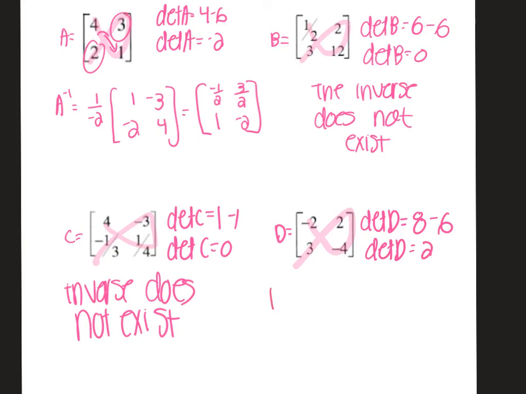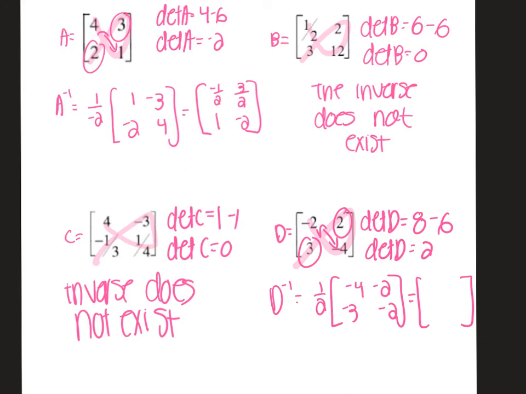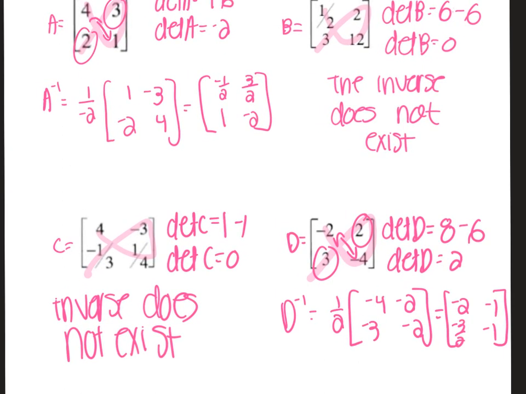Then the inverse of D is going to be 1 over 2. Then I switch the position of these two, so I have negative 4, negative 2, and then I switch the signs on 2 and 3. My last step is to multiply everything inside that matrix by 1/2. So my answer is negative 2, negative 1, negative 3 over 2, and negative 1. And that is how you find the inverse of a matrix. Notice the determinant piece was really just to help us set up to find our inverses.